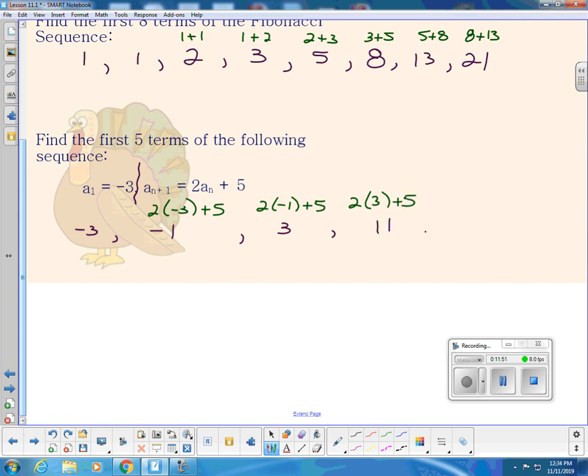11. There's the first 5 terms. And you could do that forever and ever and ever. So, with recursive, you can actually see what's going on. With explicit, you can find the 100th term without finding all the first 99 terms. So there's benefits for both of them. All right? Easy enough.